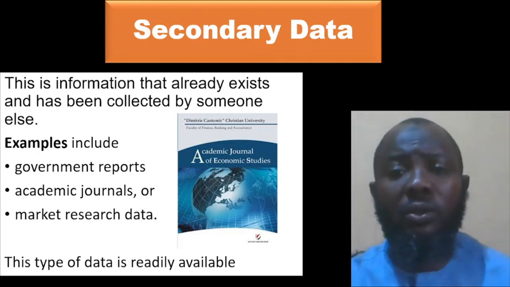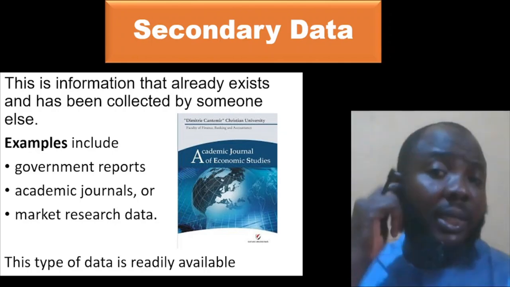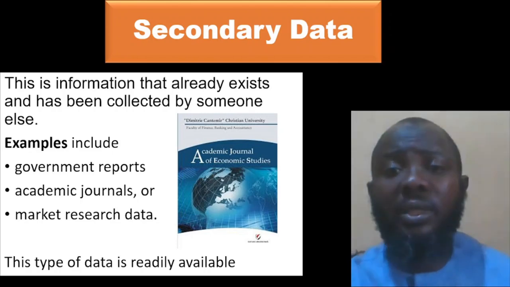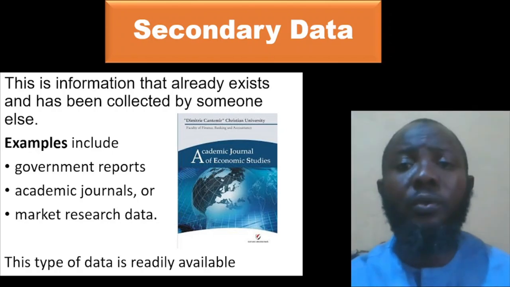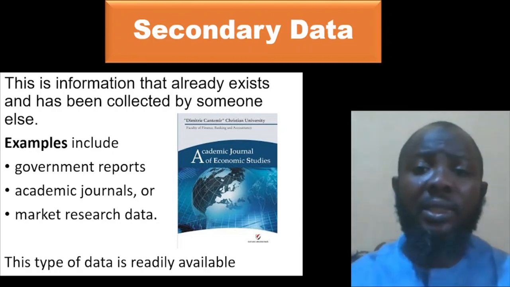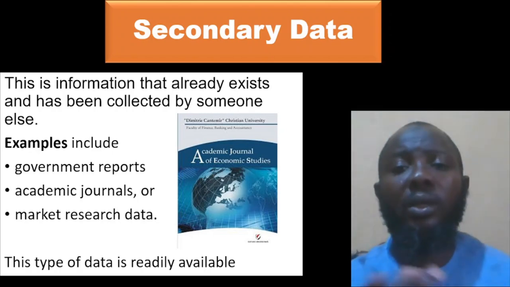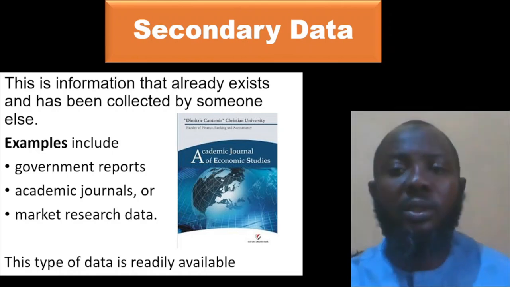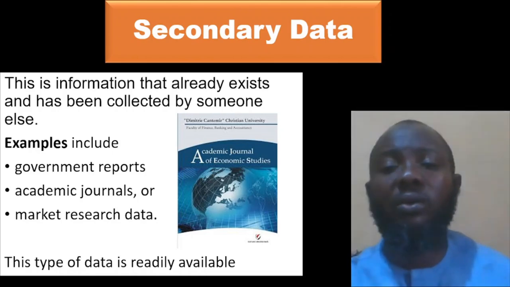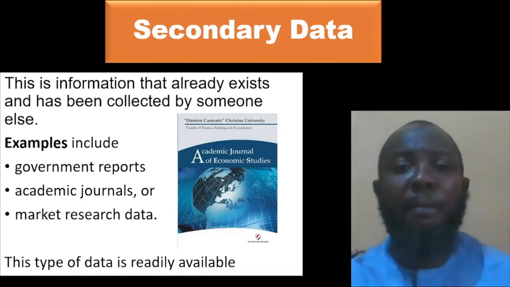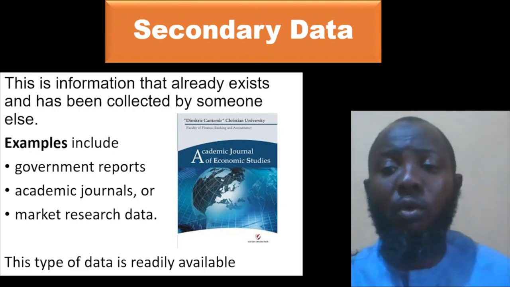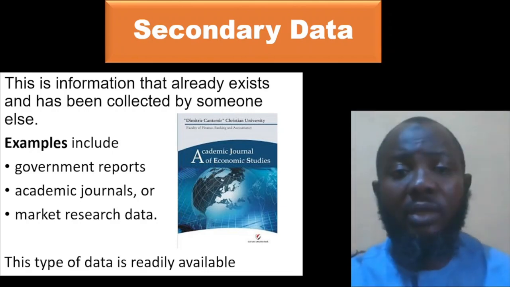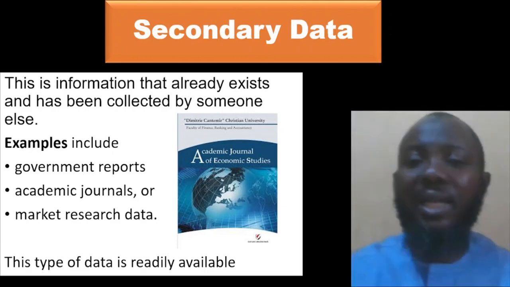Professors and doctors write journals, some on a monthly basis. They are going to publish them. So their findings in those journals can serve as reference, or can serve as secondary data. Then market research data as well is also a form of secondary data. So this type of data is readily available.